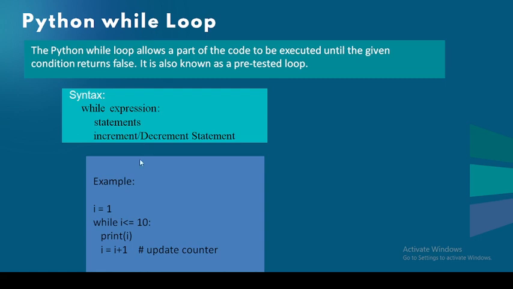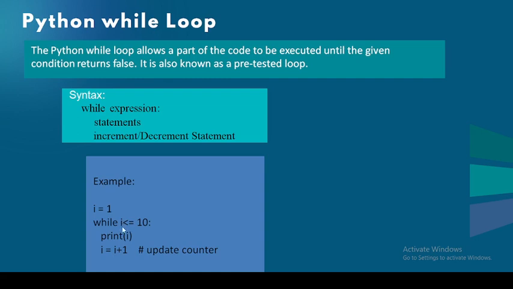So look at the example here. I have stored one value, that is 1, in a variable i. Now look at my condition: while i less than or equal to 10. So this is my expression. After the expression, I put one colon, meaning my indentation started. After that, I'm printing the value of i, and then I'm incrementing the value of i. If I don't increment the value of i, it will always be 1, and that will be an infinite loop.